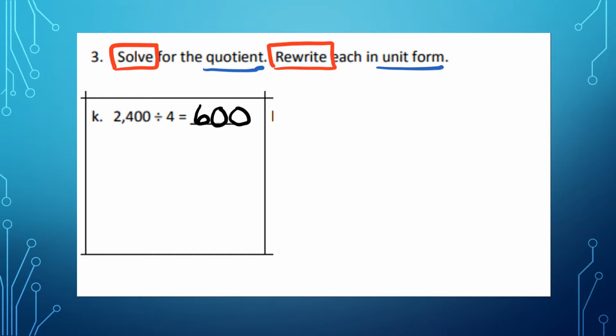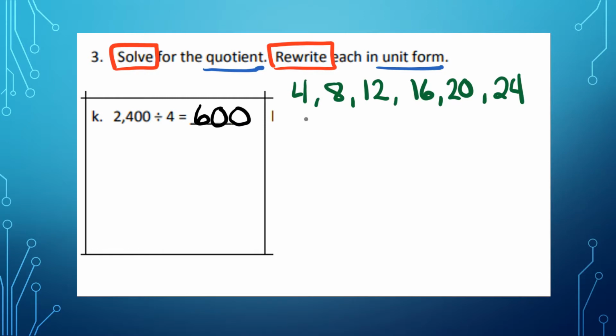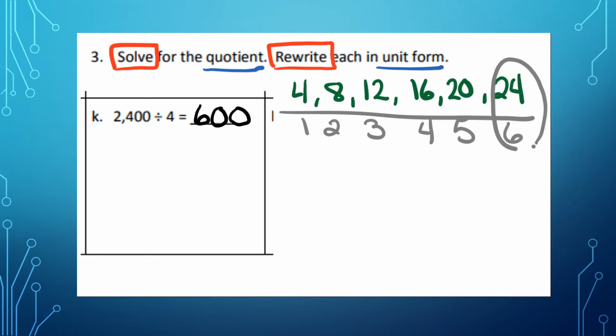Now, if I'm not very familiar with my 6s, I can use a strategy of finding the multiples of 4 in my white space. So I can say 4, 8, 12, 16, 20, 24. There's my 24. And I can count over how many 4s it took me to get there. 1, 2, 3, 4, 5, 6. So it took me 6 4s to get to 24, and that's how I could find that 6.